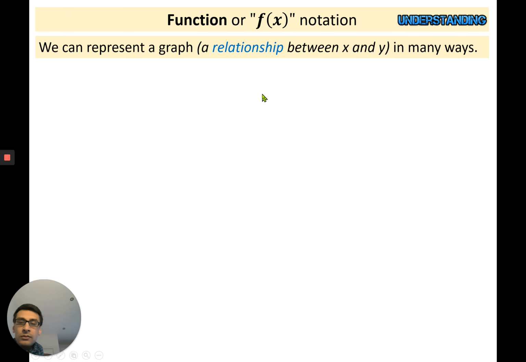Now, function notation with graphs. We can represent a graph in lots of different ways. And one of the ways you can represent a relationship between x and y is just an equation.